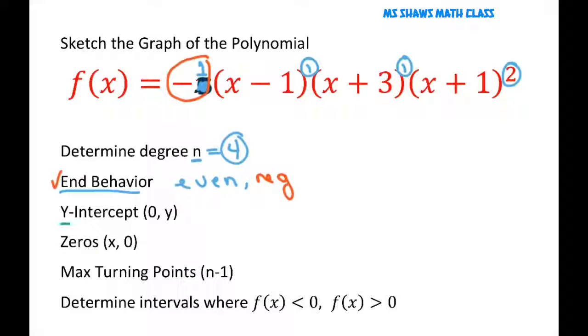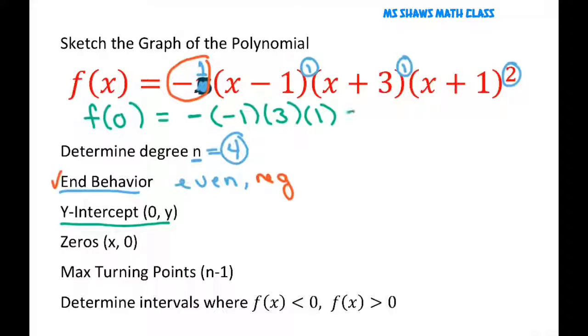Now, let's figure out our y-intercept. So our y-intercept is when x is 0. So you have -1 times 3 times 1, and that equals 3. So we have 0, 3.